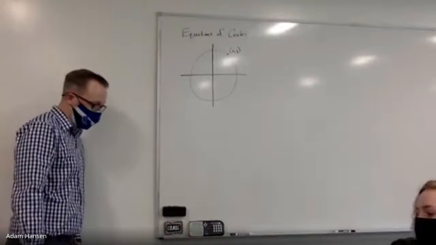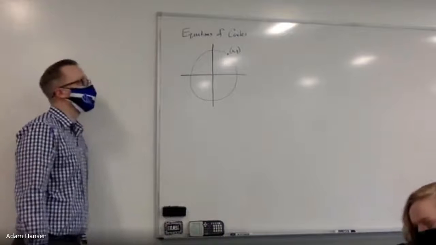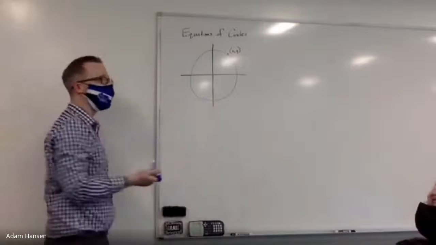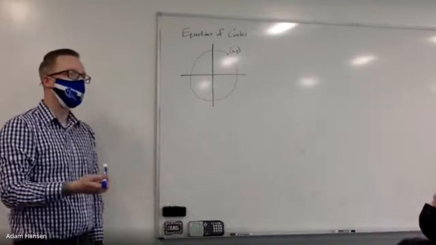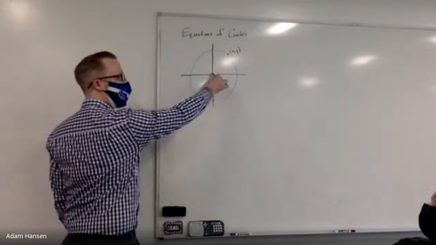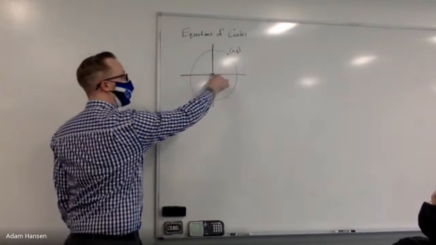I need to know what the center and radius is for a circle. Let's look at this circle here for a moment. Where's the center at? What coordinate would the center be? 0, 0. The origin, right? Here's a circle centered at the origin.